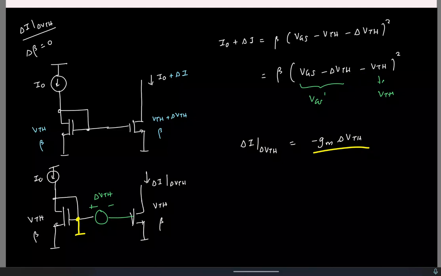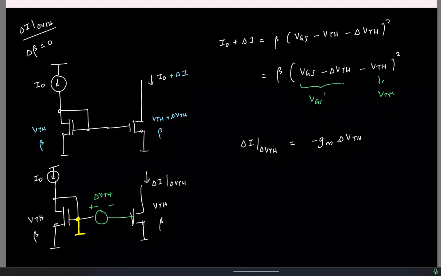Is that clear? So this is how we will do all our mismatch calculations. So we will assume that the transistors are matched, and the mismatch in the threshold voltage, we will model it as an effective change in the gate voltage. That's all. And then we can use our small signal analysis because this delta VTH is small.